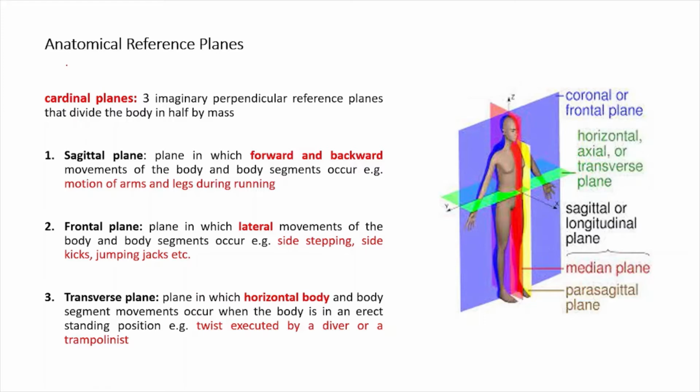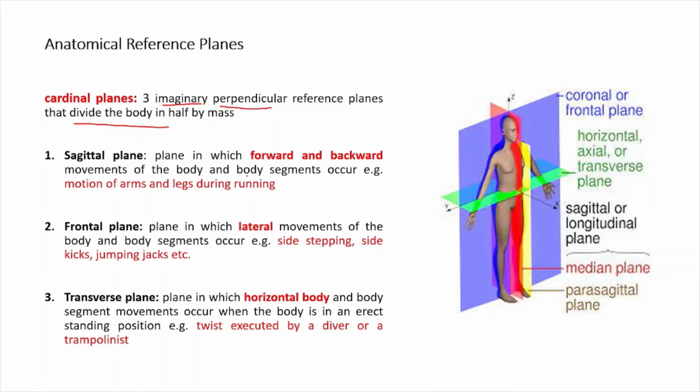Cardinal planes are actually three imaginary perpendicular reference planes that divide the body in half by mass. So they are three imaginary, perpendicular planes which divide the body into half. These are called cardinal planes. There are three major types of cardinal planes. Number one, the sagittal plane; number two, the frontal plane; and number three, the transverse plane.